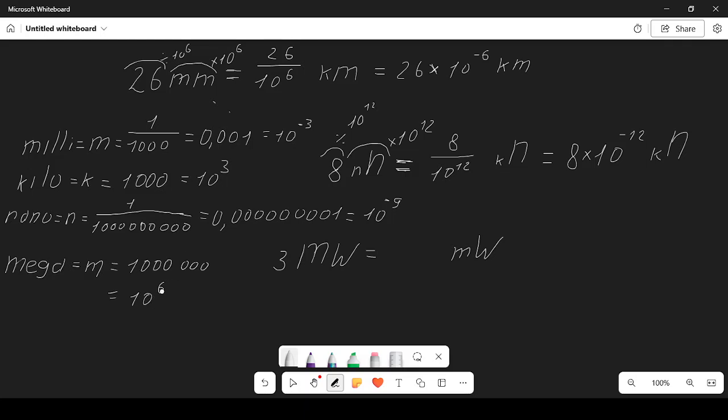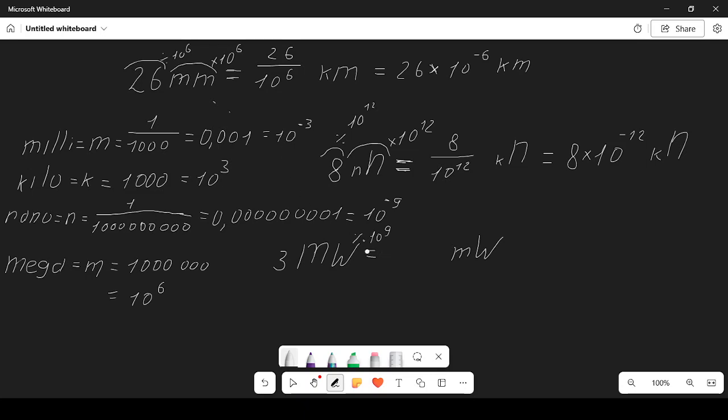From here to 0, 6 orders of magnitude. Then we go to the negative side. From 0 to here, 3 orders of magnitude. 6 plus 3, 9 orders of magnitude. We had mega, a big unit, and we got milli, a much smaller unit. So it's like we divided by 10 power 9, because the distance between mega and milli is 9 orders of magnitude.